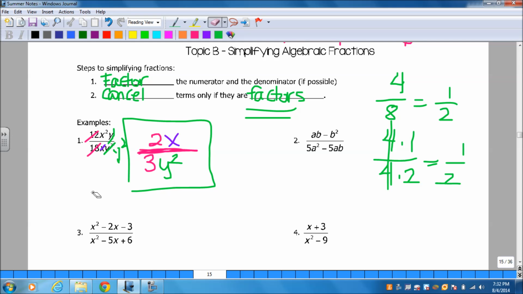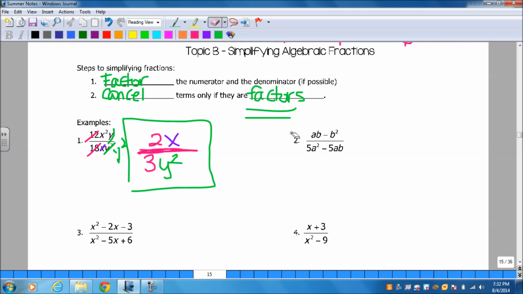Okay, now notice how I didn't have to factor number 1 because it's already all being multiplied together. It's 12 times x squared times y over 18 times x times y cubed. Okay, but let's take a look at question number 2. In question number 2, you have things being added and things being subtracted in the numerator and things being subtracted in the denominator, and that is not possible to cancel, because again, the only way you can do it is if they are factors.